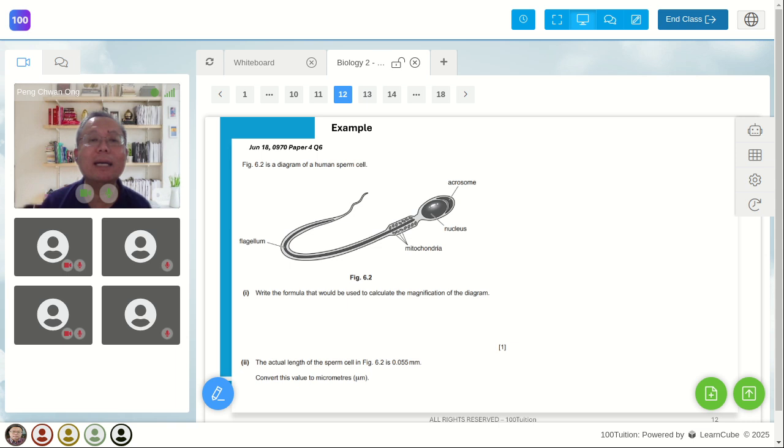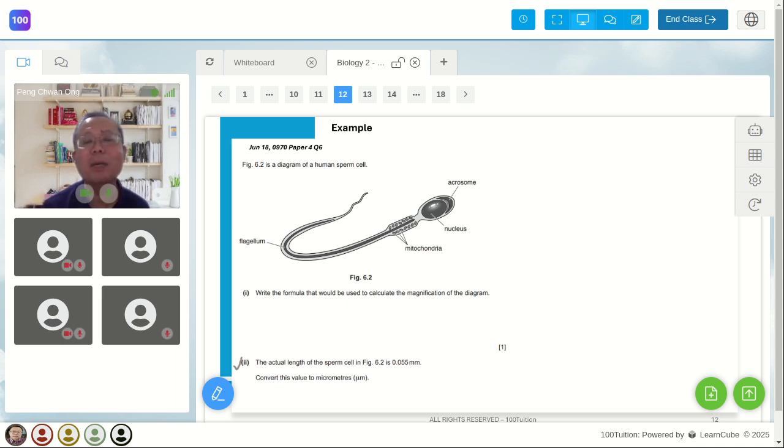So we can see a diagram of a human sperm cell. First it will ask you to write the formula that will be used to calculate the magnification of the diagram. And we know magnification is simply equal to the image size over the actual size. Then part 2 asks: the actual length of the sperm cell in the diagram is 0.05 millimeters. Can you convert this value to micrometers?